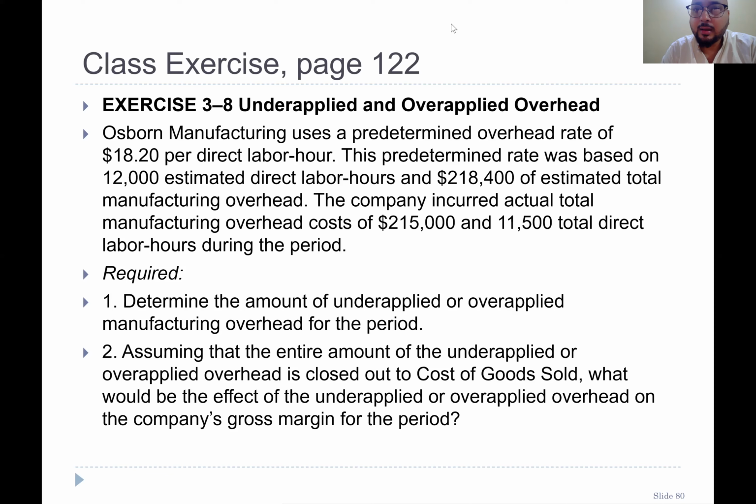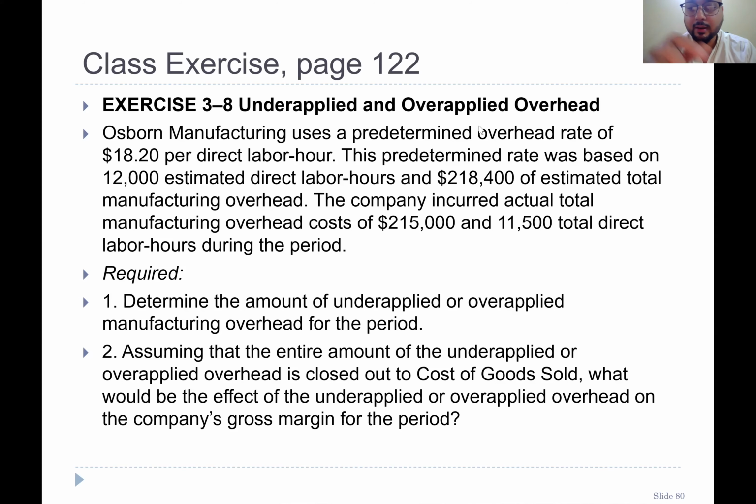Okay guys, welcome back after the breakout room discussion. Okay, we would be solving this exercise. So let me put a number of questions here. So it will be over applied or under applied? Under applied. Under applied, well done. So if it is under applied, then what effect will it have on cost of goods sold and ultimately on the profit?